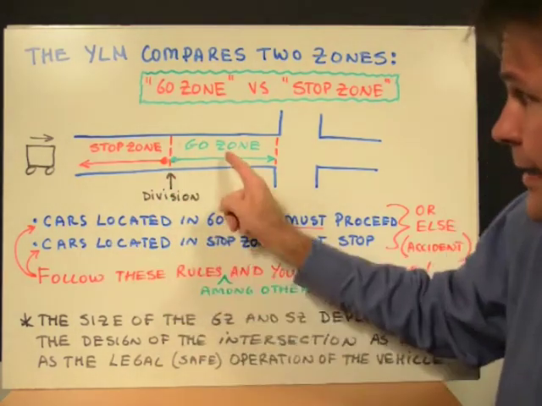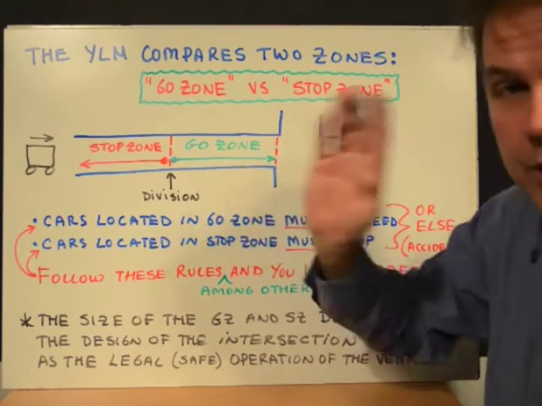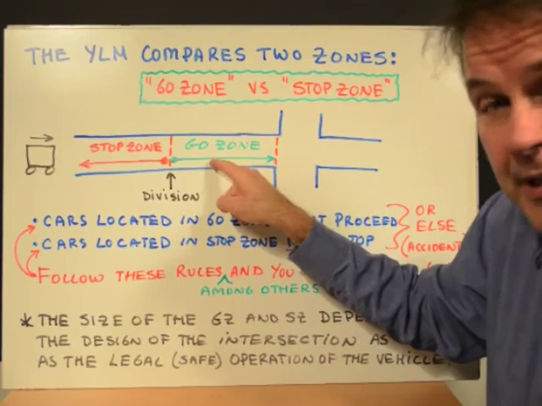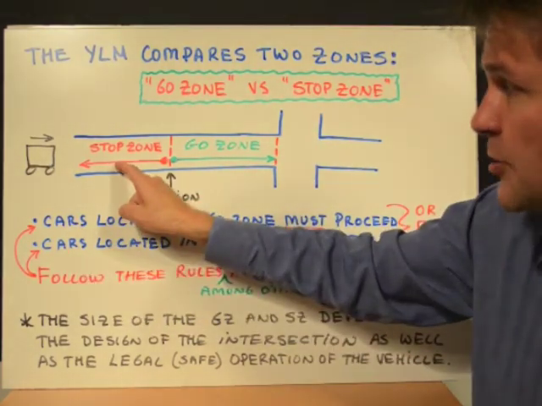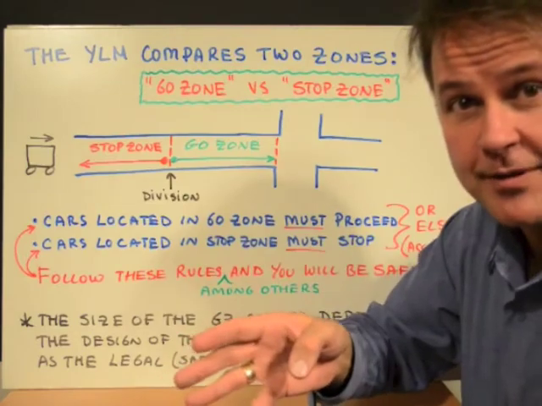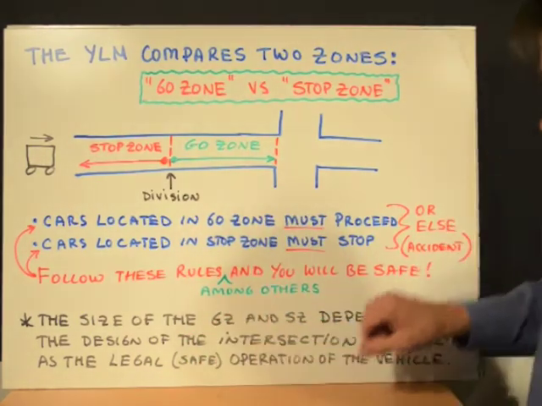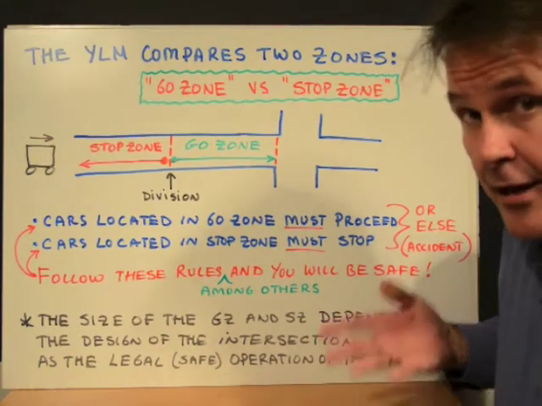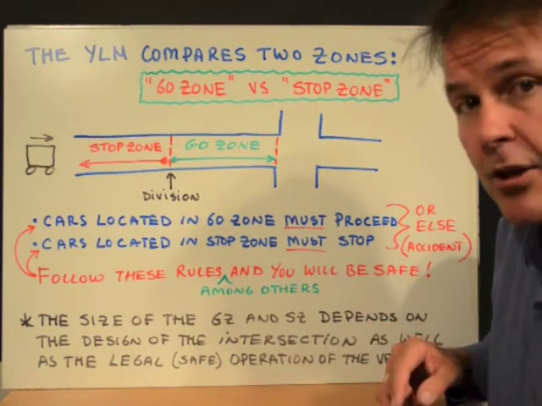So cars located in the go zone must proceed. If you're in this area, you have to go. When the yellow light goes on and you happen to be in that area, you must proceed. If you're located in the stop zone, you must stop. That's according to the design of the intersection, or else you can potentially have an accident. You may not have an accident, but you could have an accident. And you also would be breaking the law.